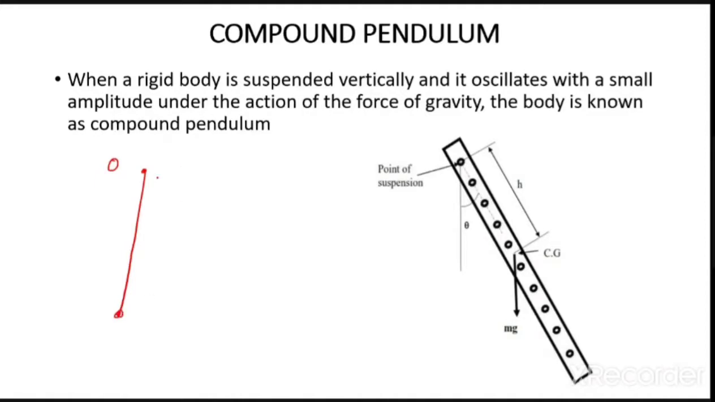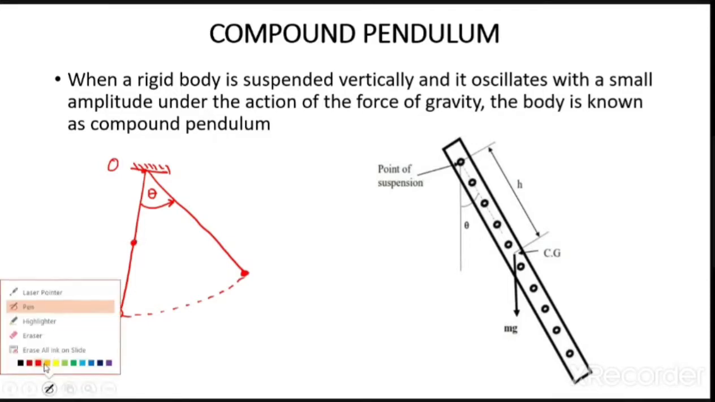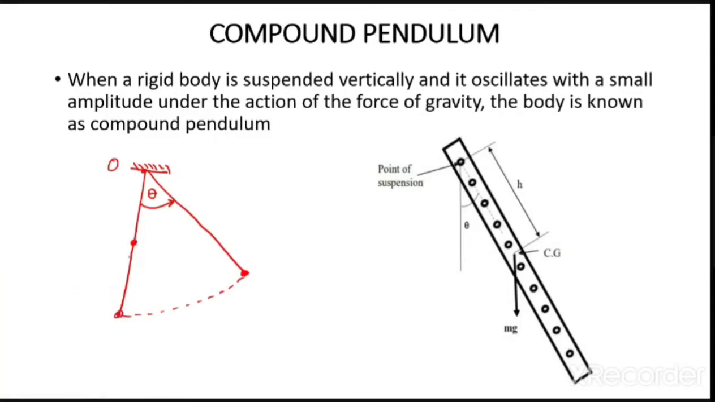Now, let me say that I have given a small angular displacement theta at this point, the suspension point. Let us say this is the point G. I will change the page. See how I am drawing a free body diagram. Very, very important. So G will also move from G to G dash. Is it clear? Do you understand this?